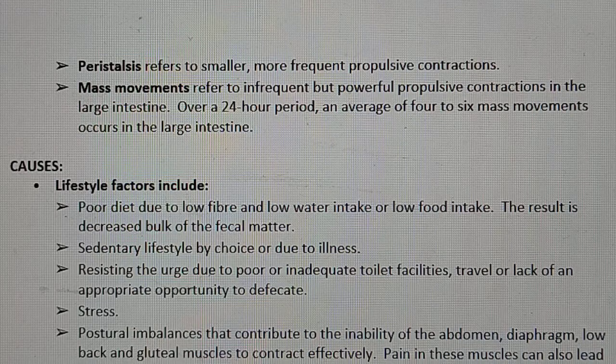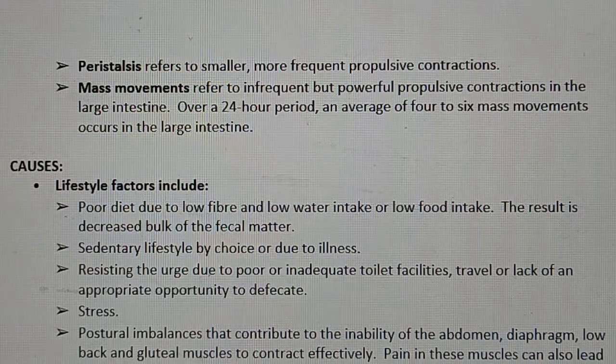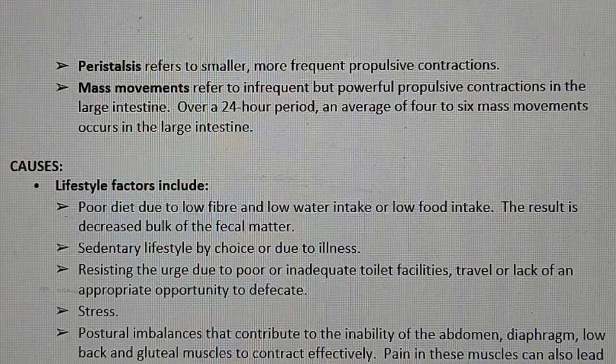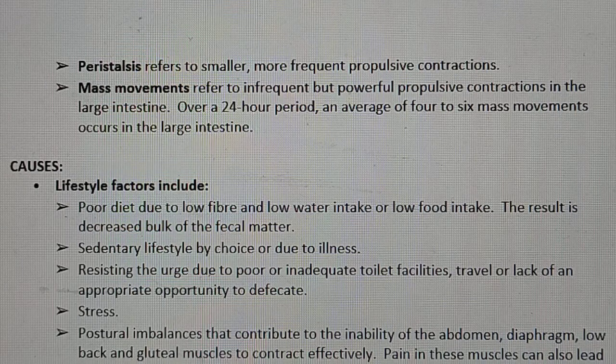Okay, so the mass movements, which refer to infrequent but powerful propulsive contractions in the large intestine. Okay, so mass movements, we could call that in the large intestine. Over a 24-hour period, an average of 4 to 6 mass movements occurs in the large intestine. So for a day, it's an average of 4 to 6 mass movements. That's what we call it. It's not peristalsis anymore. It's mass movements in the large intestine.